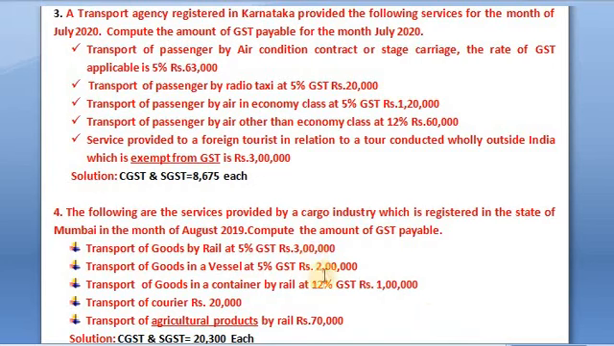Only 4 out of 5: only rail is taxable, by vessel taxable, container taxable, courier also taxable, agricultural products exempted.